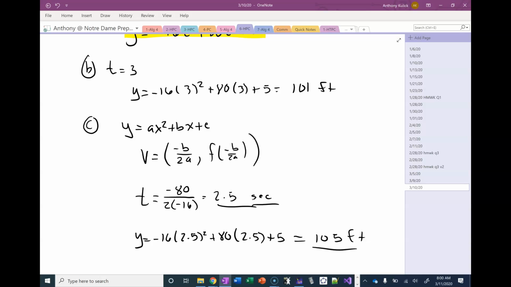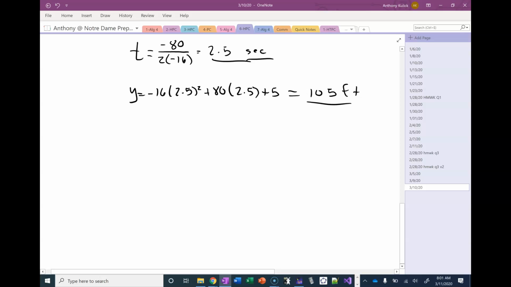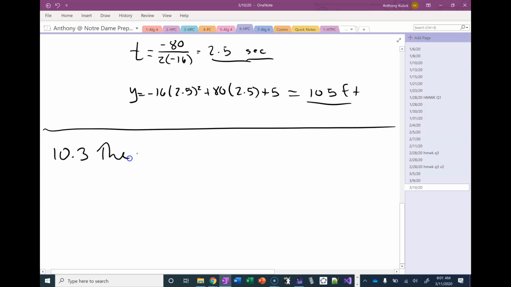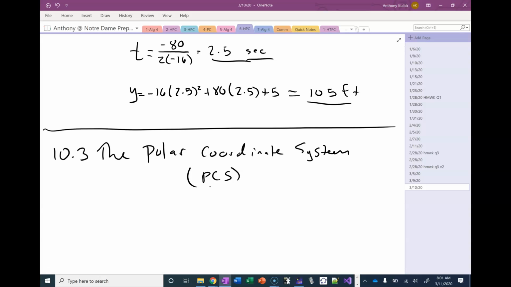So let's move on here and start talking about the next section. So in this section, we're going to introduce the polar coordinate system. And I'm going to abbreviate this as PCS, just because it's a little bit more convenient than writing all those letters, because I'm going to have to say that a bunch of times.